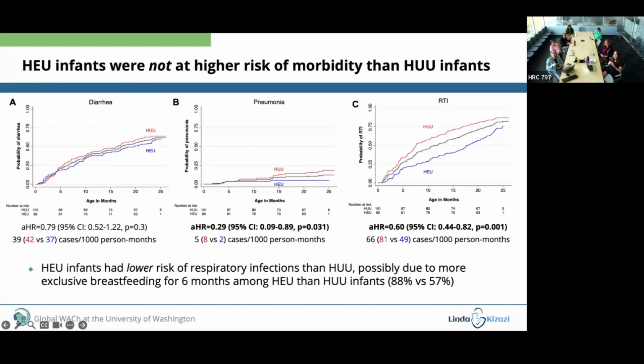We hypothesized that this was because a substantially larger percent of the HEU infants were exclusively breastfed for 6 months than the unexposed kids. And we know exclusive breastfeeding is associated with positive respiratory health outcomes and also diarrhea, which might explain some of the offset.